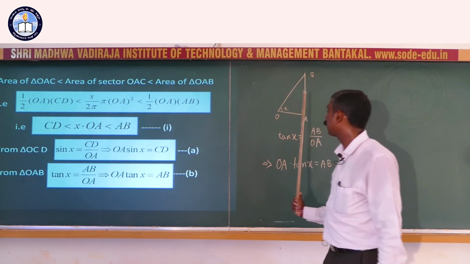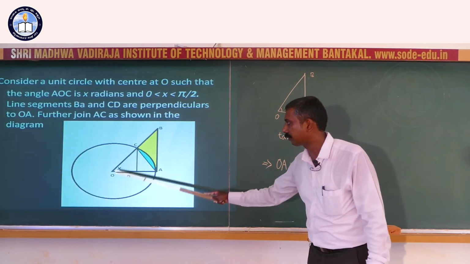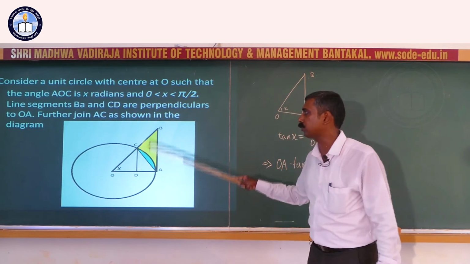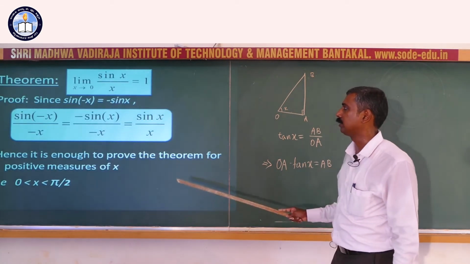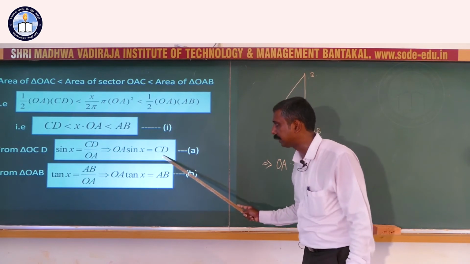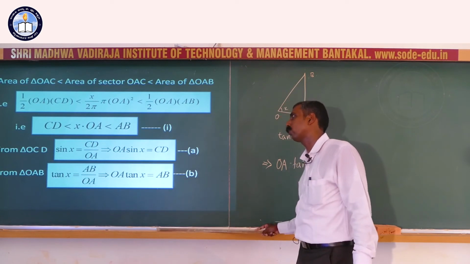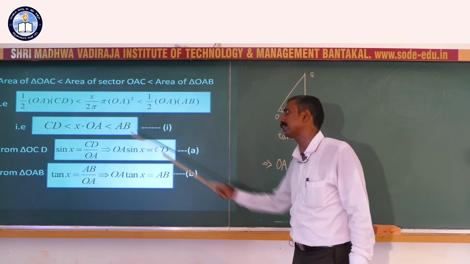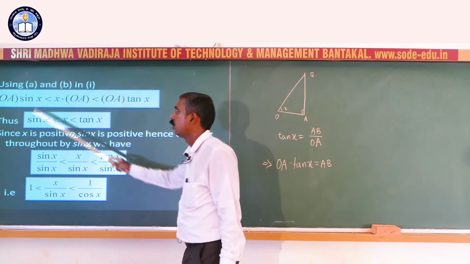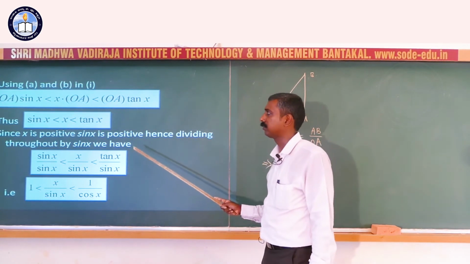So from the triangles in the previous picture, one right angle triangle and another right angle triangle, that's why these two perpendiculars have been drawn. By these two triangles we get these two conditions for CD and AB. So OA tan x will be AB and OA sin x is equal to CD. Now let us use both CD and AB in 1. Using those, you have OA sin x strictly less than x into OA, strictly less than OA tan x.